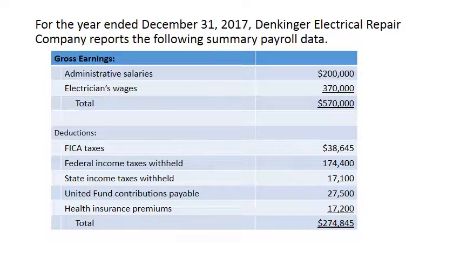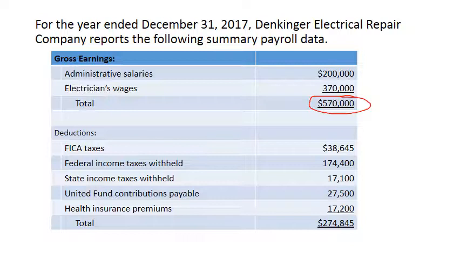data. So the total payroll for the year for all of the employees is $570,000. So they had two classes of employee. They had salaried and they have hourly people. And they withheld money from them.